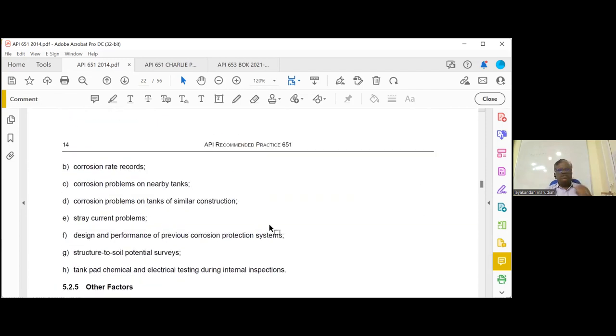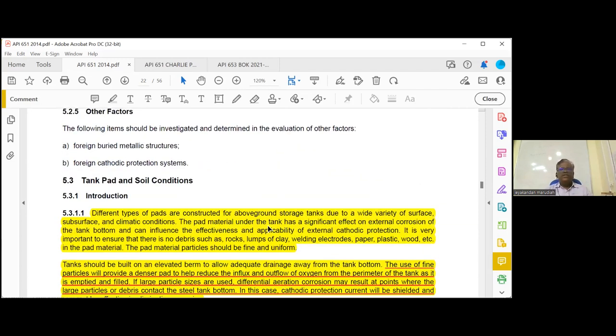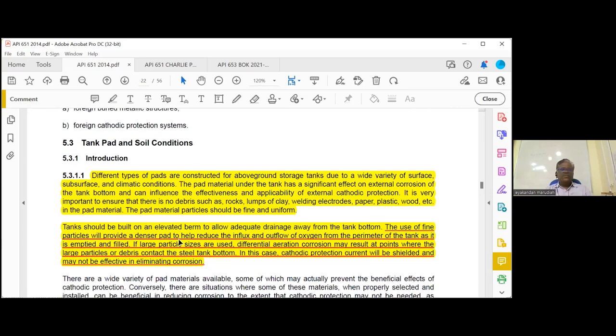Please go to page number 14. Tank pad soil conditions. 5.3.1.1, second paragraph, highlight this line. The use of fine particles. So we have to use fine sand particles to provide a denser pad that helps to reduce the influx and outflow of oxygen from the perimeter of the tank as it is emptied and filled. If large particle sizes are used, differential aeration corrosion may result at points where the large particles or debris contact the tank. So we should use fine sand. If it is using coarse grains, coarse crystals, then there will be contact point corrosion.